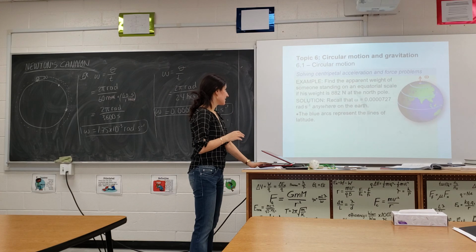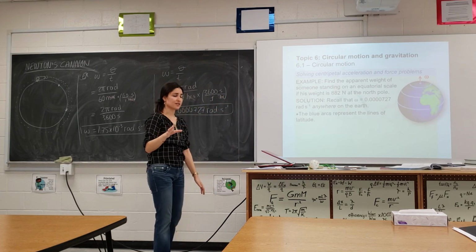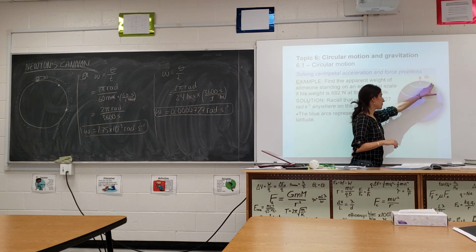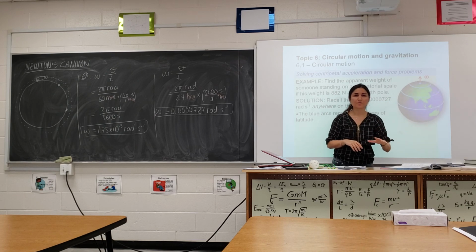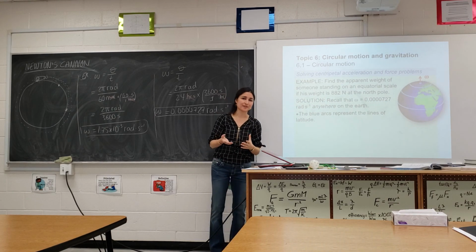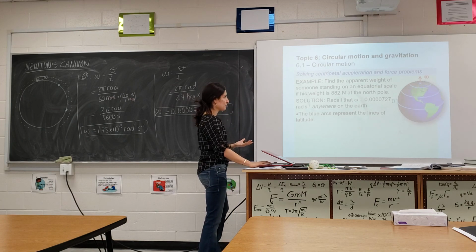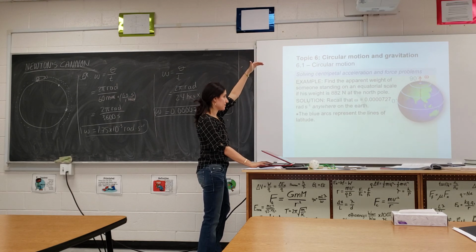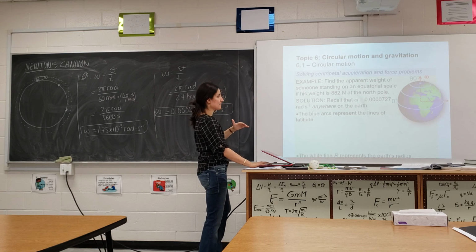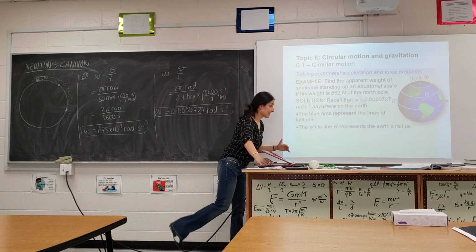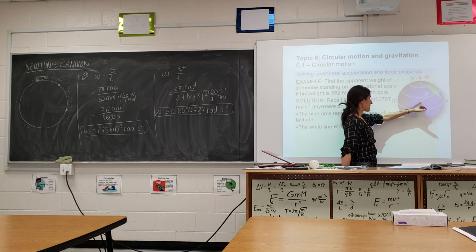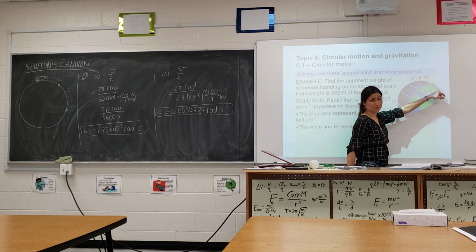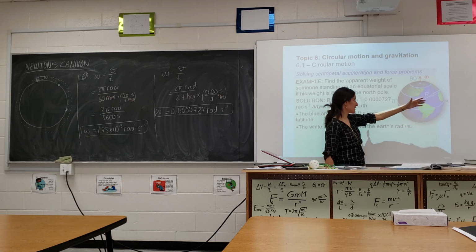Now, the blue arcs being drawn, I don't know how well this is showing up on the video, but there are three blue arcs: one at the equator, one near the North Pole, and one halfway in between. Those are lines of latitude. If you study geography, you know what latitude and longitude are. We've got the 0-degree line of latitude at the equator, 90 degrees all the way on top at the point, and different lines of latitude in between. There is also a white line drawn from the center of the Earth to the edge of the Earth. That's called the radius of a sphere.